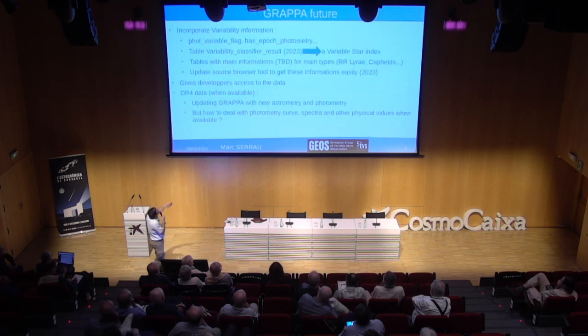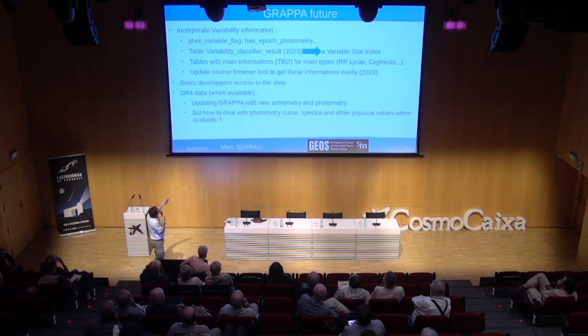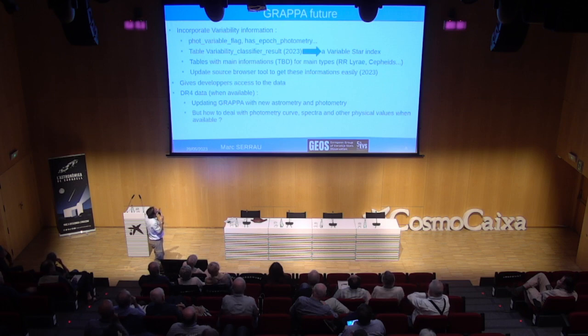And Grappa, the name of this base, is based on the EDR3 data. In the future, I will implement new values as a variable flag. It is not present today, but it's important now. Epoch photometry, and tables that give the variable classifier results as the first door to the variability types.